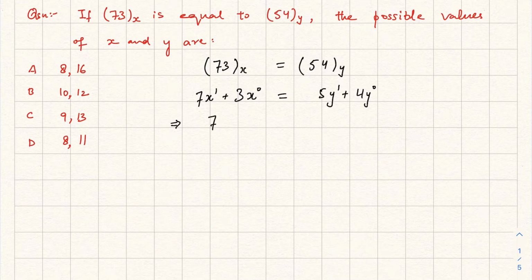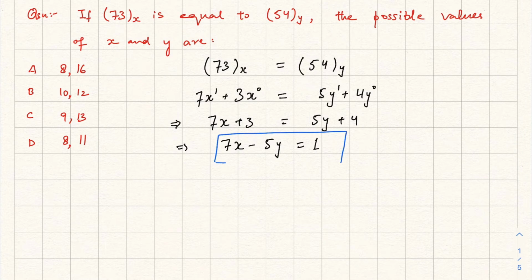Now if you solve it, it will be 7x plus 3 equal to 5y plus 4, or we can write 7x minus 5y is equal to 1, because 4 minus 3 will be 1. So this is the equation which needs to be satisfied if we put the different values of x and y. Now how will we solve this question? We will put all the options one by one, and we will see which of the following satisfies our equation.